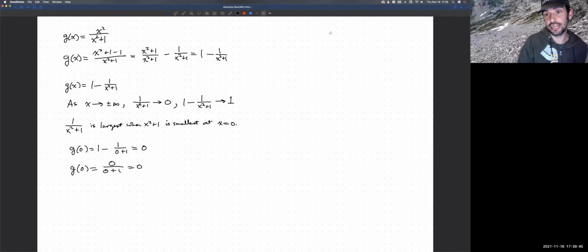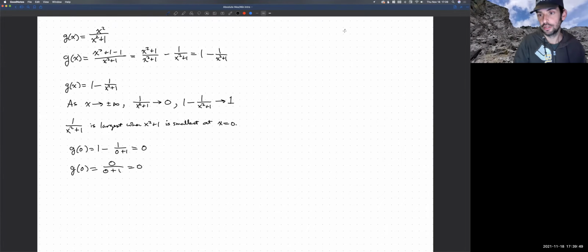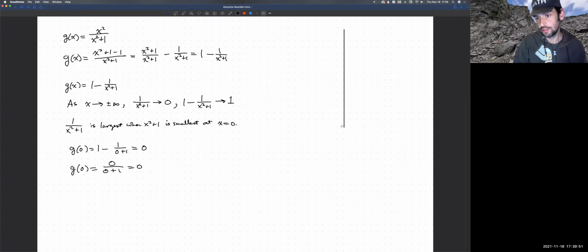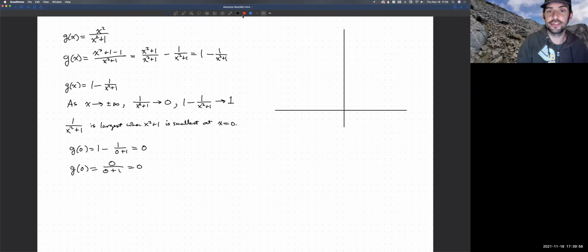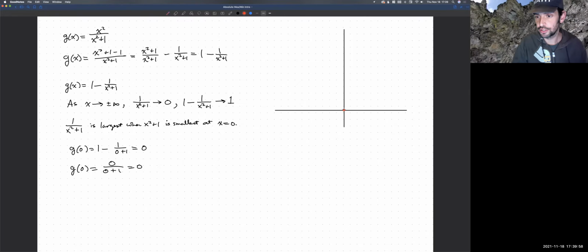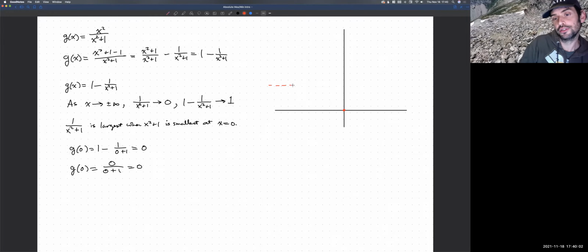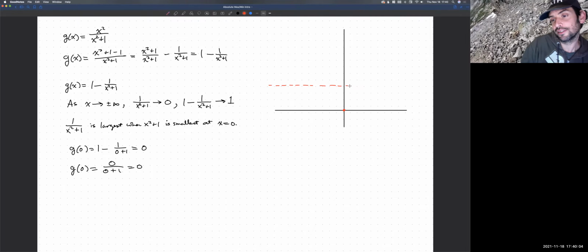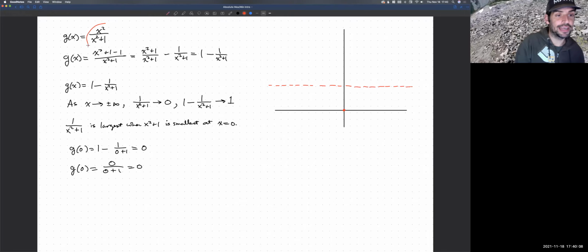So our picture now, it's going to be something like this. We know this function when x is equal to 0, the output is 0. We also know this function is always less than the number 1, right? Look back at the original expression.